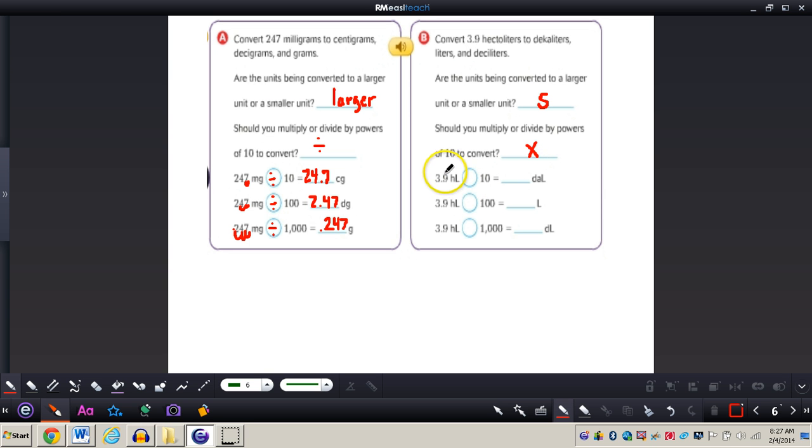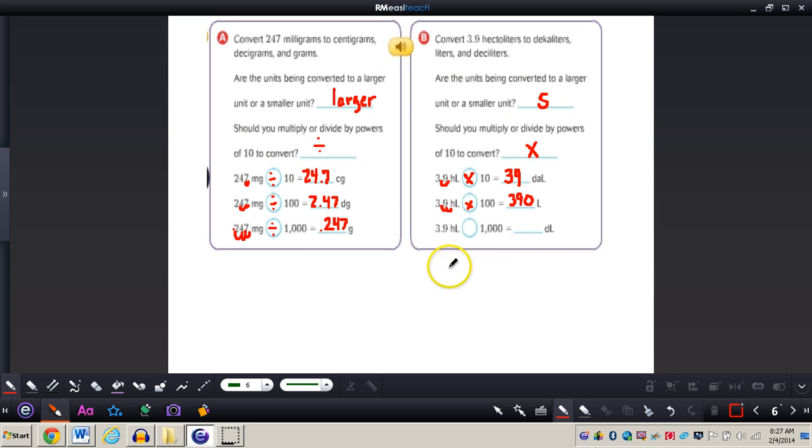So 3.9 hectoliters equals how many decaliters? We're going to multiply by 10, moving 1 power of 10 to the right. So we take our decimal point and move it one place to the right. That's 39 decaliters. Now 3.9 hectoliters equals how many liters? We're going to move 2 places to the right, multiplying by 100, which gives us 390. Then 3.9 hectoliters multiplied by 1,000.